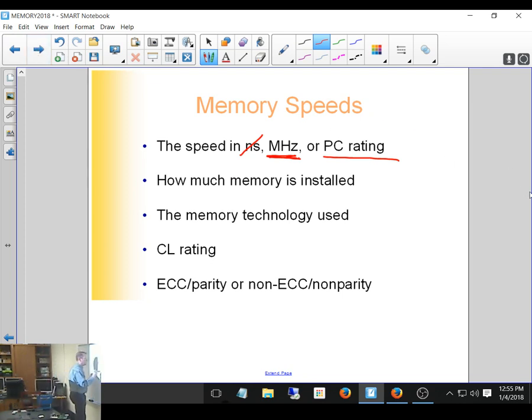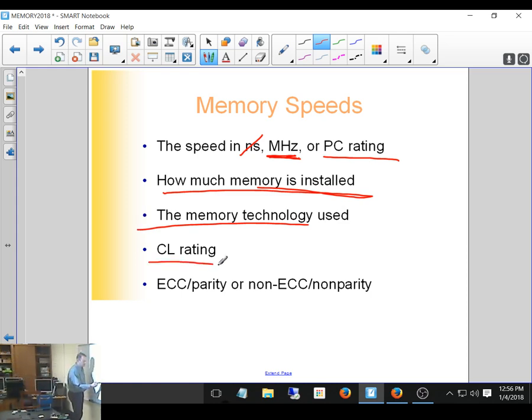How much memory is installed in the system does not make the memory faster. If I put in 2 gig of 3200 PC3 and 8 gig of 3200 PC3, the memory still goes the same speed, but the overall system could be faster if we put in more memory, to a point. If I put 128 gig of RAM in a system that I'm doing Microsoft Word on versus 8 gig of RAM, I'm going to see no difference in speed. The memory technology being used, that's where we're talking about dual channel, tri-channel and quad channel RAM, is going to impact our speed.